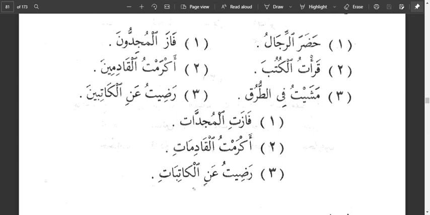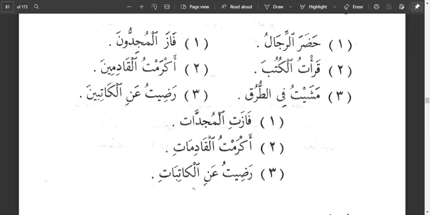So Fazatil mujiddat: the female diligent ones became successful. The singular, just like we had for mujidun, is mujiddatun. So adding alif and ta to it, we get our jamu muannas as-salim.